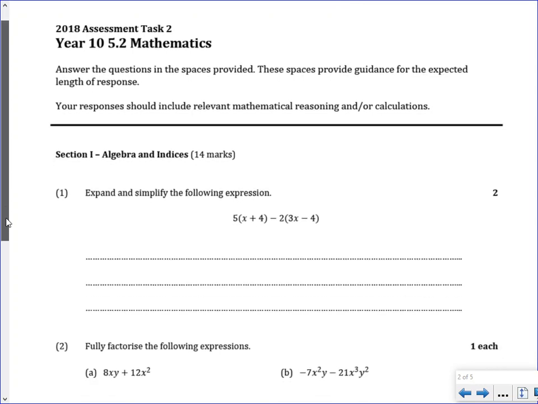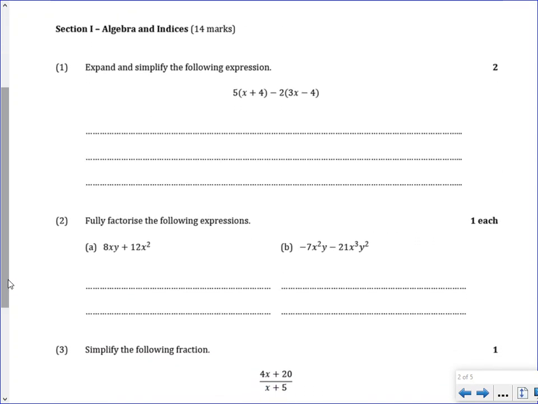So we'll get right into it. Question number 1 tells us that we want to expand this expression and then also simplify it as well. So what we want to do here is, again, we'll just go ahead and expand it. So we've got 5x, and then 5 times 4, which is 20. And then looking at, we've got negative 2 there, so we've got negative 2 times 3, which is negative 6, with the x as well. And then again, negative 2 times negative 4, which is positive 8. You've got to remember you're multiplying two negatives, which makes a positive.